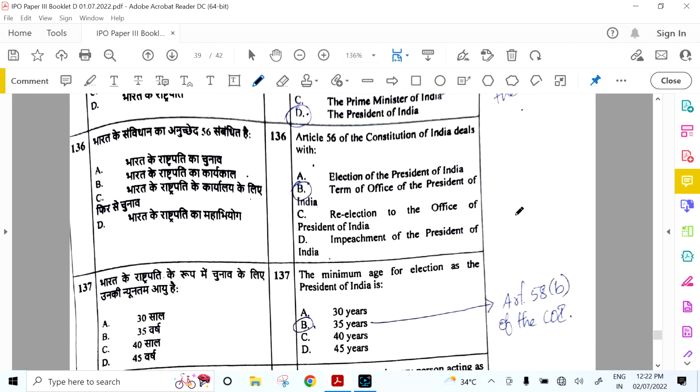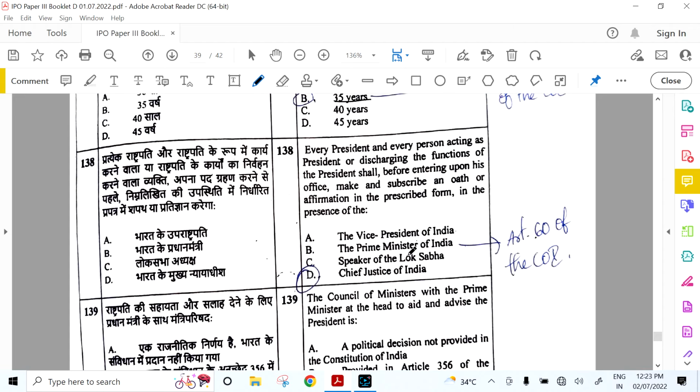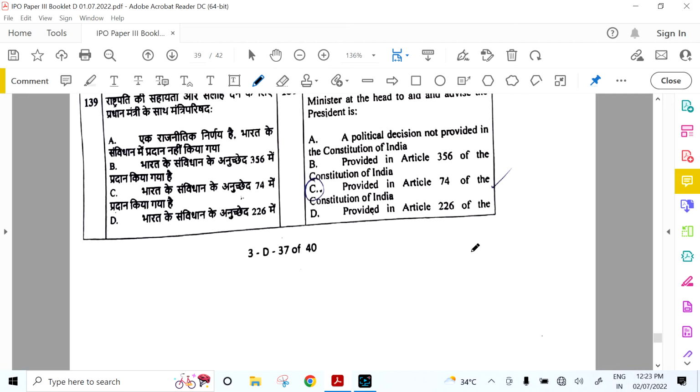Article 56 of the Constitution of India deals with the term of office of the President of India. B. The minimum age for election as President of India is 35 years, Article 58(1)(b). Every President and every person acting as President or discharging the functions of President shall, before entering upon his office, make and subscribe an oath or affirmation in the prescribed form in the presence of the Chief Justice of India, as per Article 60 of the Constitution of India.